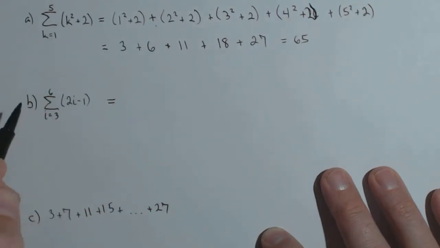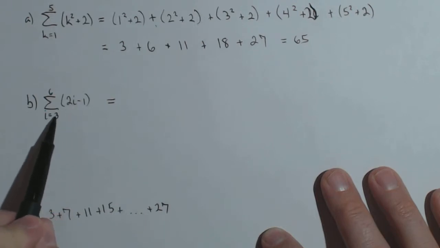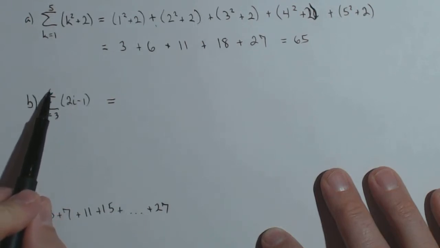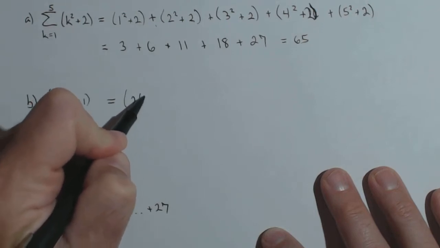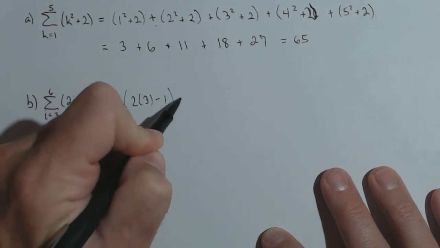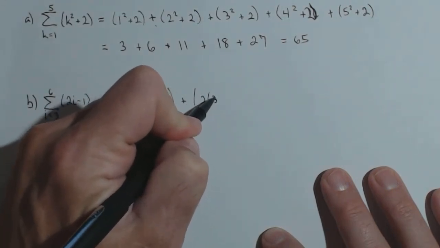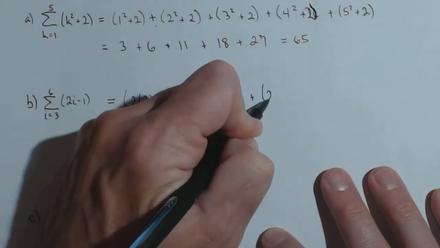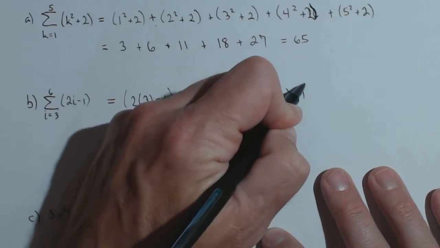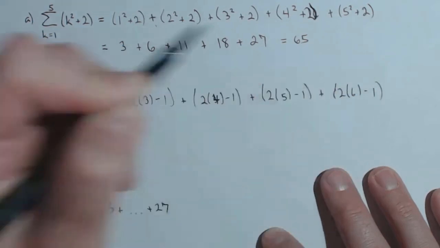Let's do another one for a little more practice. Doesn't matter what letter we use here, as long as these match. This tells us this is what's going in for i. So i is starting at 3 and ending at 6. All right? Now you might think at first that means there's 3 terms. Watch what happens. Our first term is 2 times 3 minus 1. Now that's going to keep going up 1 until we get to 6. 2 times 4 minus 1 plus 2 times 5 minus 1 plus 2 times 6 minus 1.